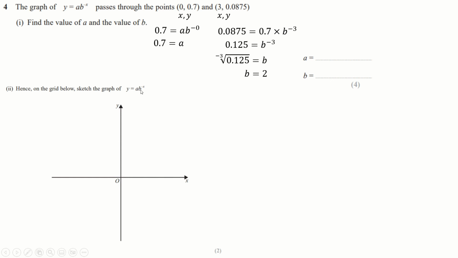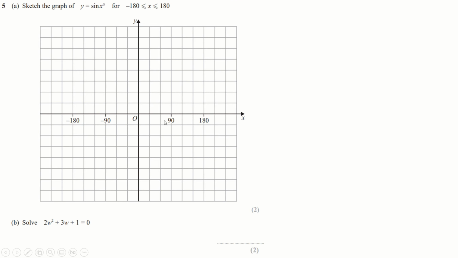So we're sketching this now, but we know a is this and b is this. And so, of course, when x is 0, it goes through 0.7. That's just what that says. So we got y down at 0.7 maybe. And now when you've got a minus power here, that means the exponential is going the other way to usual, like this. And that sketch will do. We've got an asymptote here, but it didn't ask us to label that.